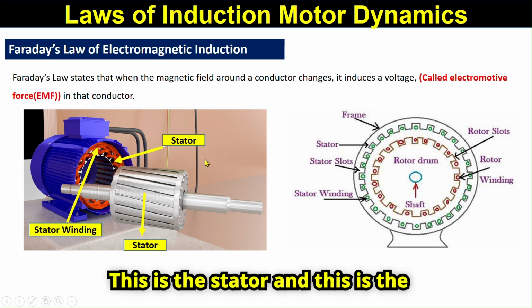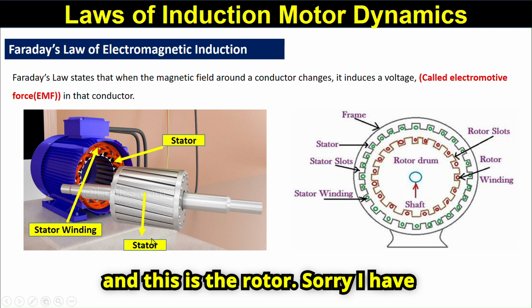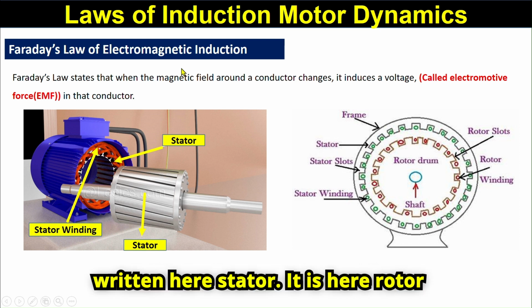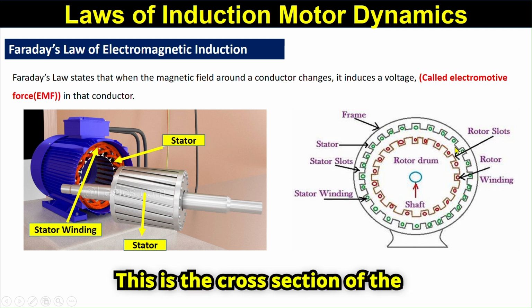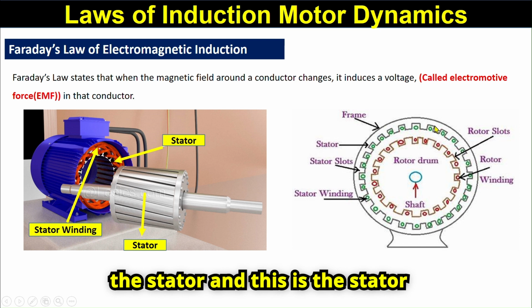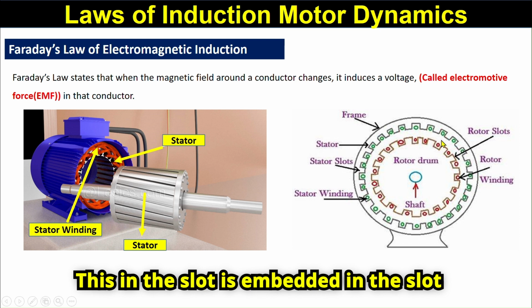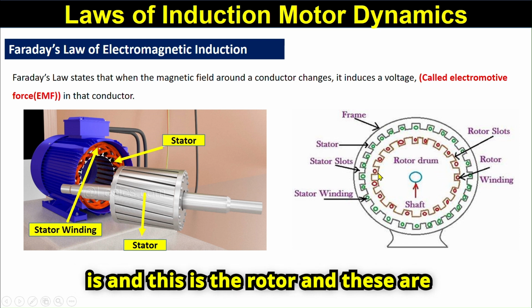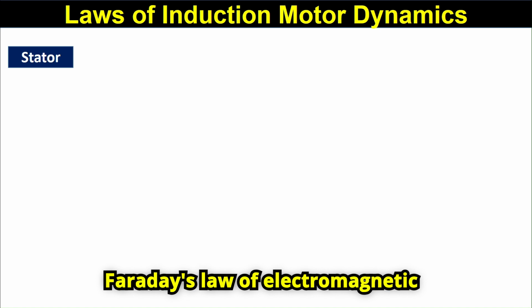You can see this is the stator and this is the rotor. Sorry, I have written stator here; this is the rotor, and this is the stator winding. This is the cross section of the induction motor. Here this is the stator and this is the stator winding. These are the stator windings embedded in the slots, and this is the rotor, and these are the rotor bars or rotor winding in the slots. So first of all, we will see what happens in the stator in relation to Faraday's law of electromagnetic induction.